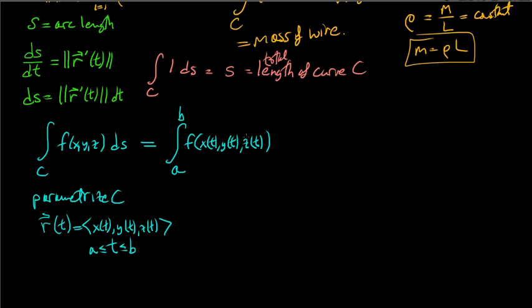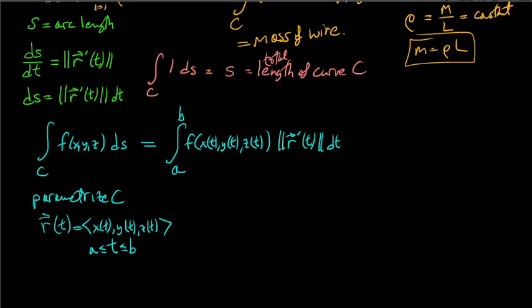And the ds, remember, is just the magnitude of r prime, that's the speed, times dt. So now this is an integral with respect to t. Again, you can think of t as time, but in general, it's just some parameter. And so that's practically how you do it. This is a theorem in the book, so we're not going to prove it, but that's the idea.